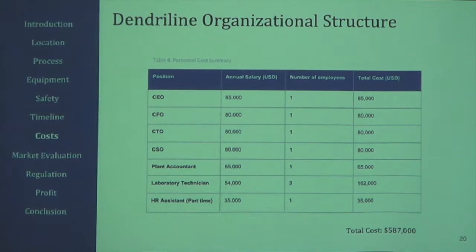So as Julie explained, the total number of employees that Dendroline will need is 9. And this table shows the annual salary for each employee. As you can see, the CEO will get $85,000, and CFO, CTO, CSO will all get $80,000 per year. And the plant accountant will receive $65,000. And each laboratory technician, which will need 3, will have $54,000, and the HR assistant will get $35,000 per year because he will be only working part-time in Dendroline.